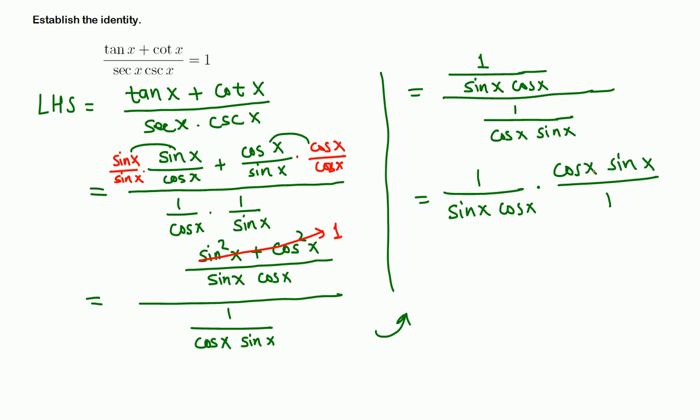Now everything is in multiplication, so we can cancel the same thing from top and bottom. Okay, and we can cancel cosine. Okay, so this is 1 over 1, which is 1. That's the right hand side.